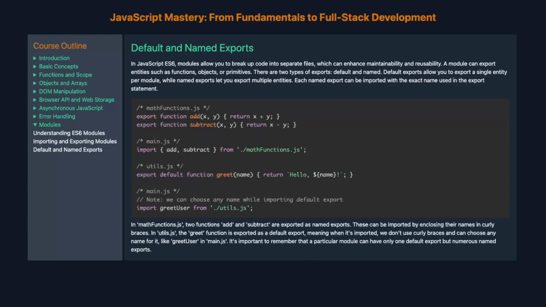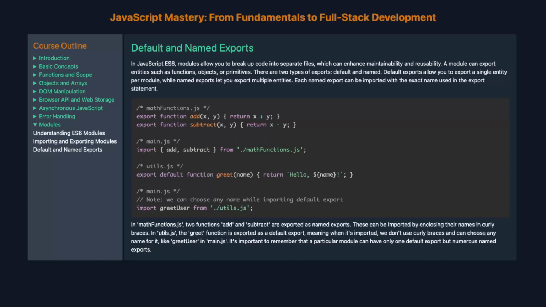Default and named exports. In JavaScript ES6, modules allow you to break up code into separate files, which can enhance maintainability and reusability. A module can export entities such as functions, objects, or primitives. There are two types of exports: default and named. Default exports allow you to export a single entity per module, while named exports let you export multiple entities. Each named export can be imported with the exact name used in the export statement.